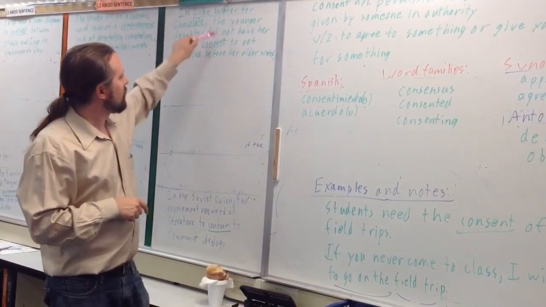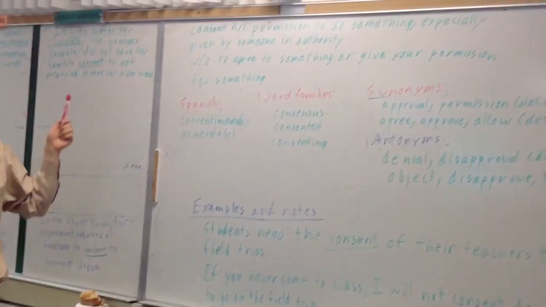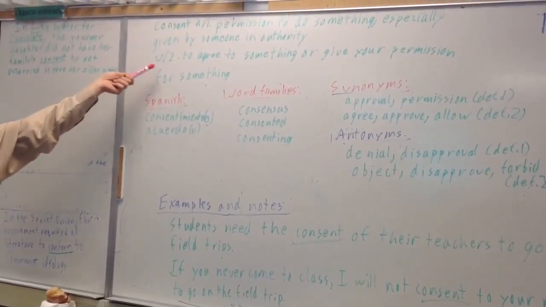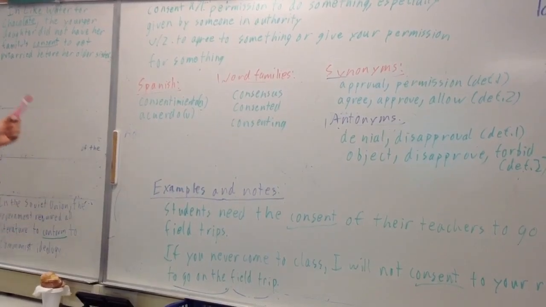So she did not have her family's permission. That's the noun. Or we could say, her family did not consent. They did not agree. That would be the verb. They did not agree to let her get married.